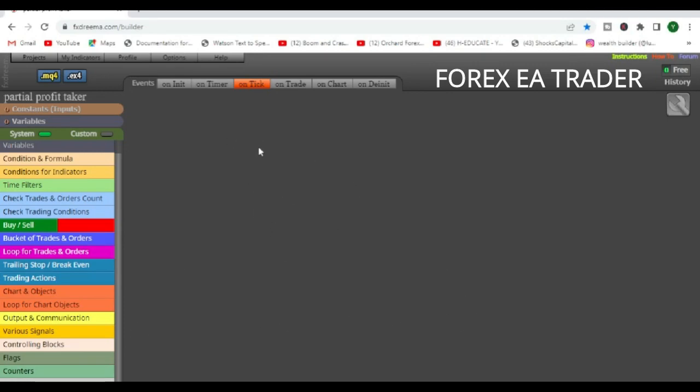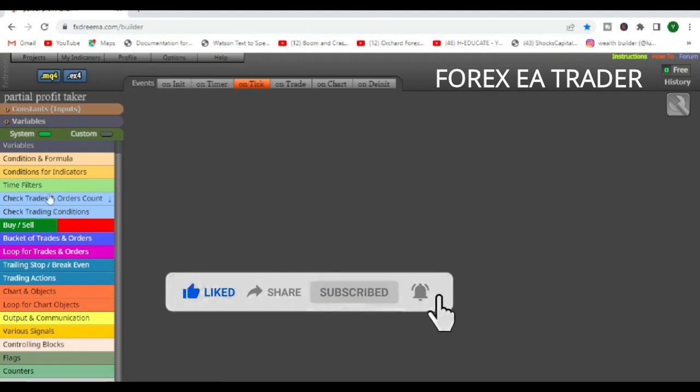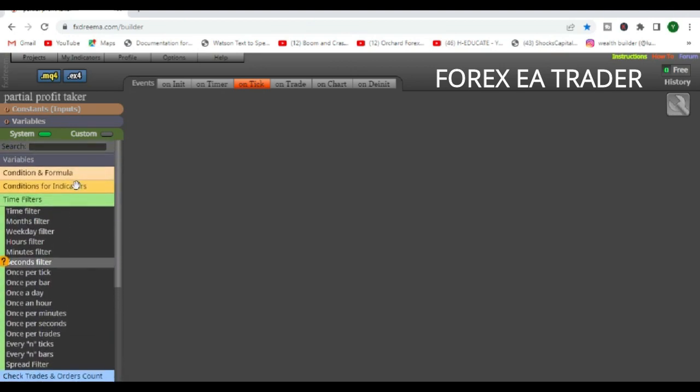But to keep things simple, we want to go to on tick because we want our robot to work as the ticks are coming into our chart. So we are going to go to the section that says on tick. Then what I love to do is first of all to have filters.